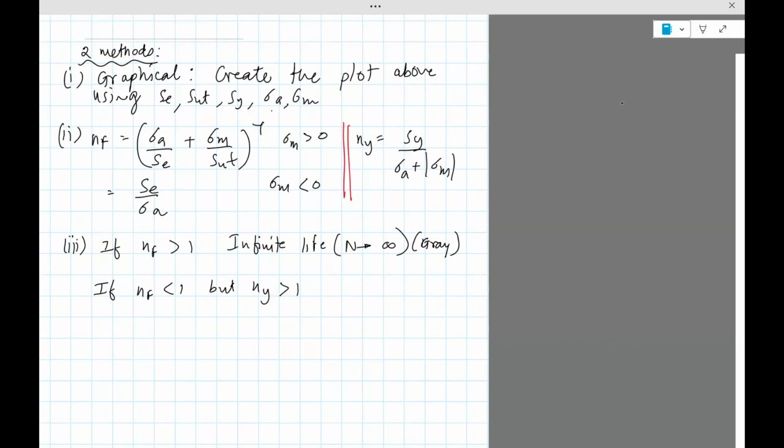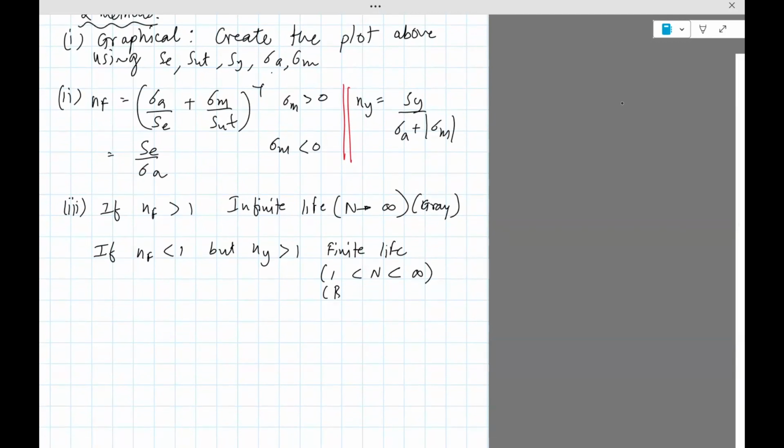NY is greater than 1, then this would be finite life. That is, n would be a number between 1 and infinity. It's also the blue region in the previous plot.